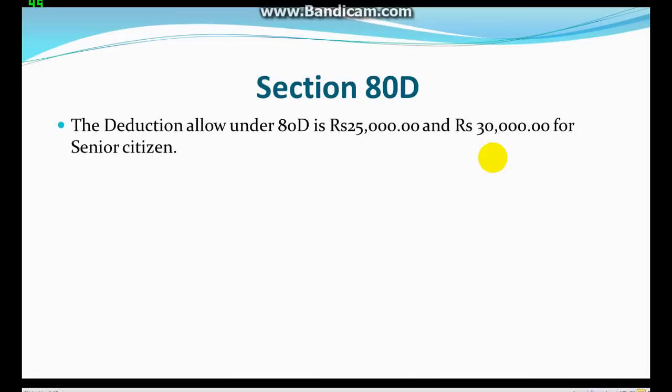80D, very important section. The deduction allowed under 80D is rupees 25,000, and 30,000 for senior citizens, for Mediclaim. So if any person has taken Mediclaim for his spouse, children and himself, then he is going to get the benefit up to rupees 25,000 under section 80D. And if he has parents who are dependent on him and he has taken their Mediclaim, then he will get a separate 30,000 benefit under section 80D. So the total benefit that can be claimed by a person is up to rupees 55,000 in section 80D.